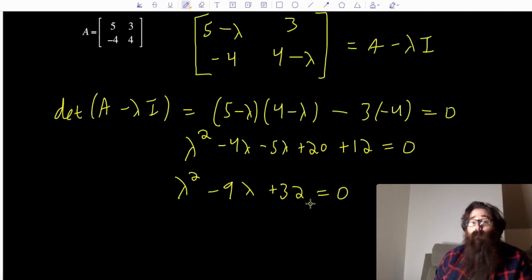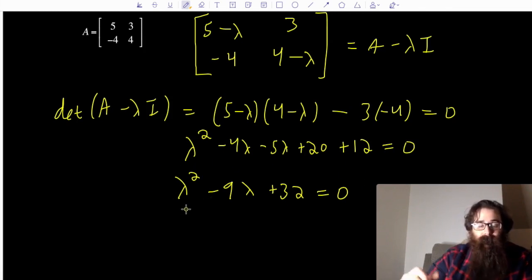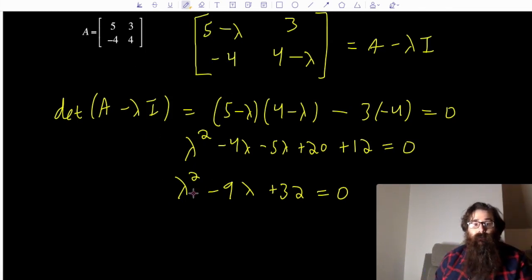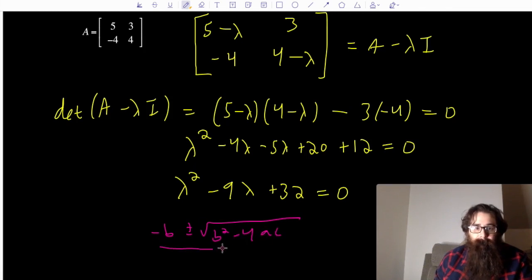Now, this is my characteristic polynomial on the left. The entire equation is my characteristic equation. And if we're all thinking the same thing, I'm thinking this doesn't look like it's going to factor. I can't think of any factors that work. So I want to use the quadratic formula. What is the quadratic formula? Well, remember, that's negative b plus or minus the square root of b squared minus 4 times a times c, all divided by 2 times a.